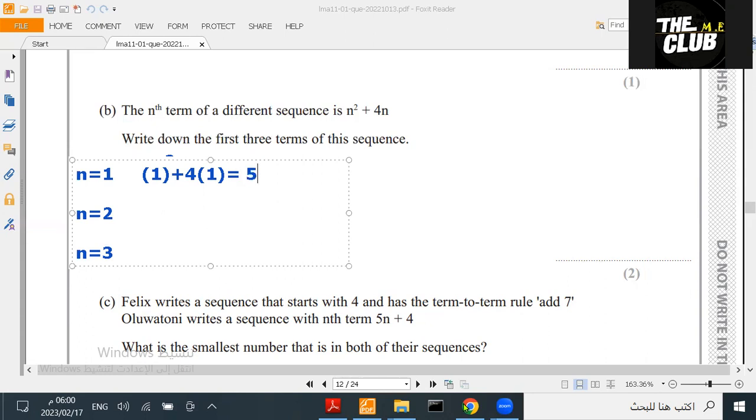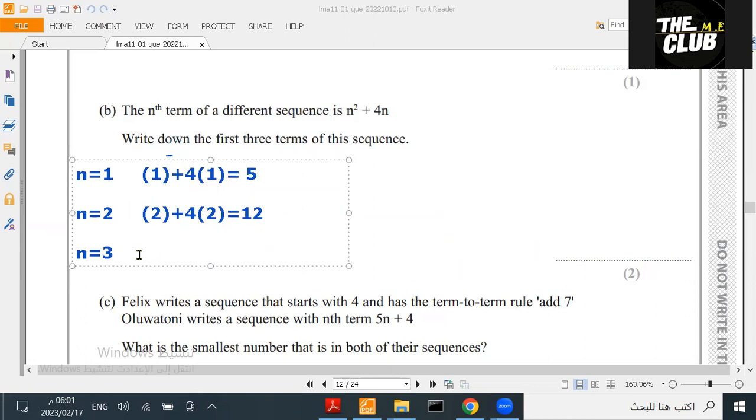You can use a calculator for that. Next one, same idea. We're going to say 2 squared plus 4 multiplied by 2, and it's squared. This time the answer will be what? 2 squared is going to be 4, plus 8, it's going to be 12. So this is the second term.